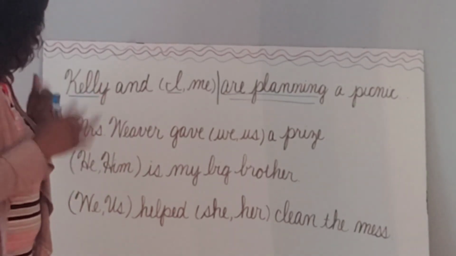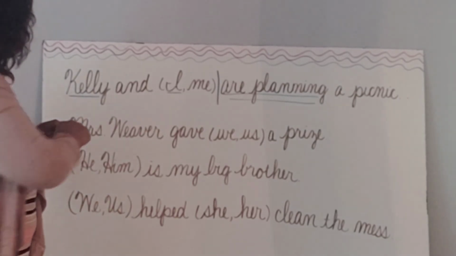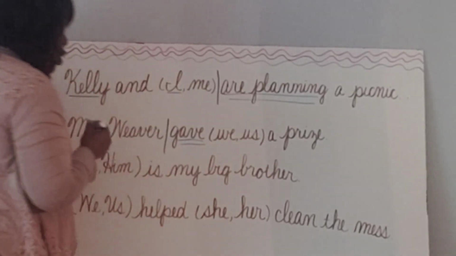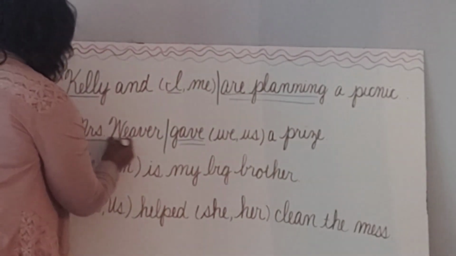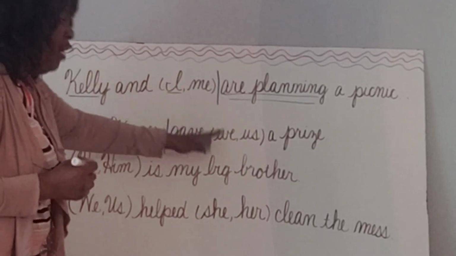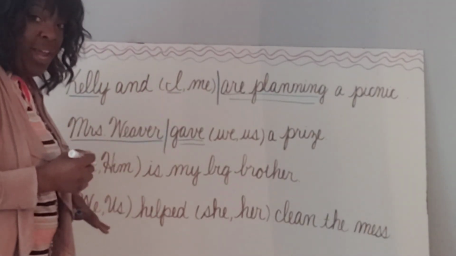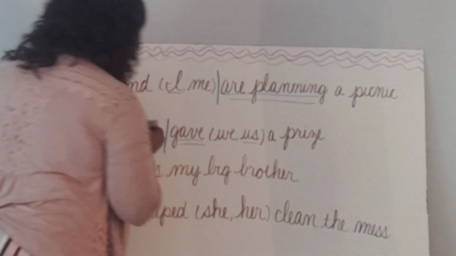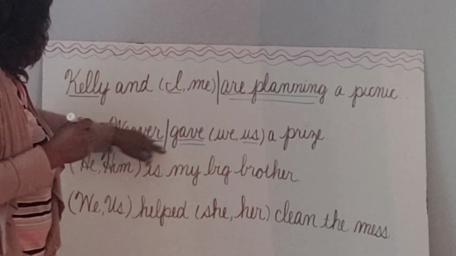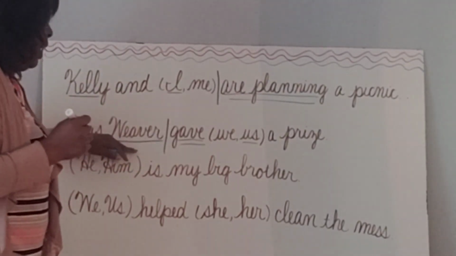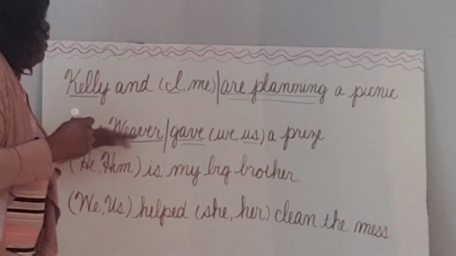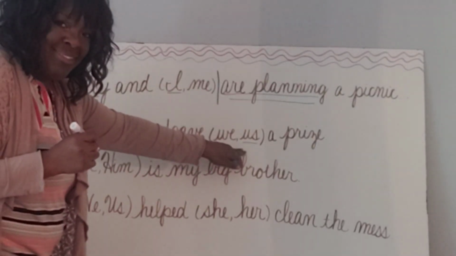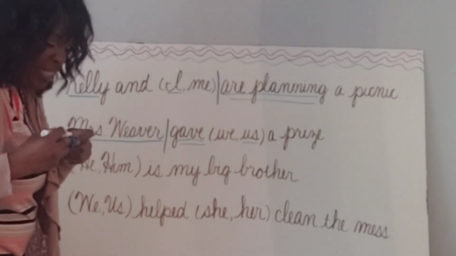First thing we need to do is find the subject predicate divide. So right after Mrs. Weaver, okay, because gave is our verb. Who or what gave? Mrs. Weaver gave. So on the predicate side, what pronoun do I use? I would have to use us, the pronoun us. So we don't say Mrs. Weaver gave we, because we goes in the beginning of the sentence. We could say we gave Mrs. Weaver a prize, but Mrs. Weaver gave us. Now, do you understand a little bit better what that's talking about?